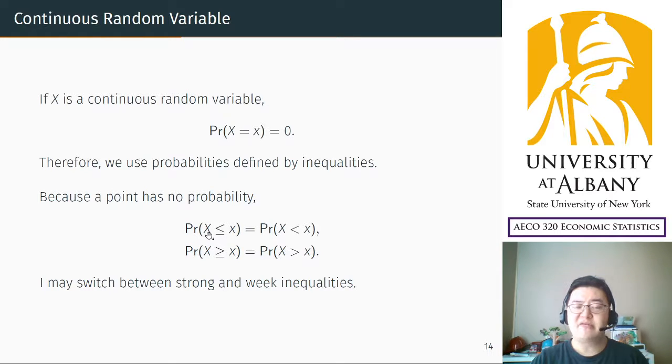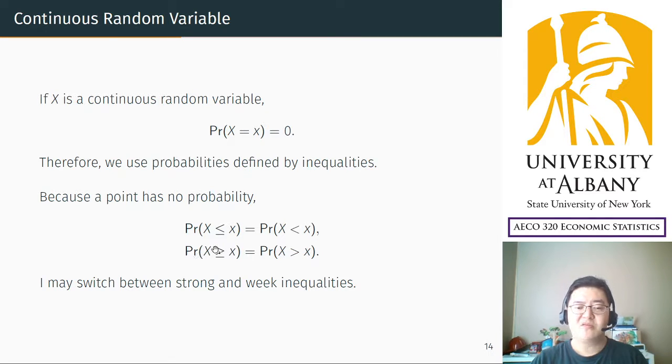Because one point has no probability, it makes inequalities easier. The probability that a random variable is smaller than or equal to a value is the same as the probability that X is strictly smaller than the value. The difference between the weak inequality and the strict inequality is just one point, whether the inequality includes the value or not. But one point has no probability. So inclusion of the endpoint does not matter. It has no effect on the probability.